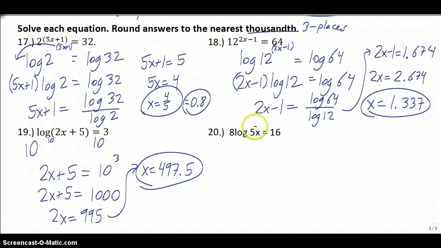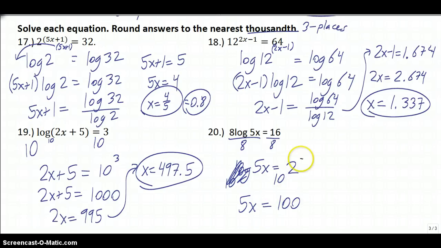This one, you might think to bring the power up, but I think it's easier if you divide by 8. You get log of 5x equals 2. And then again, once the log's by itself, you bump that base. 10 and the log cancel. You're left with 5x equals 100, because that's 10 squared, which means x equals 20. Piece of cake. All right. And there you have it.